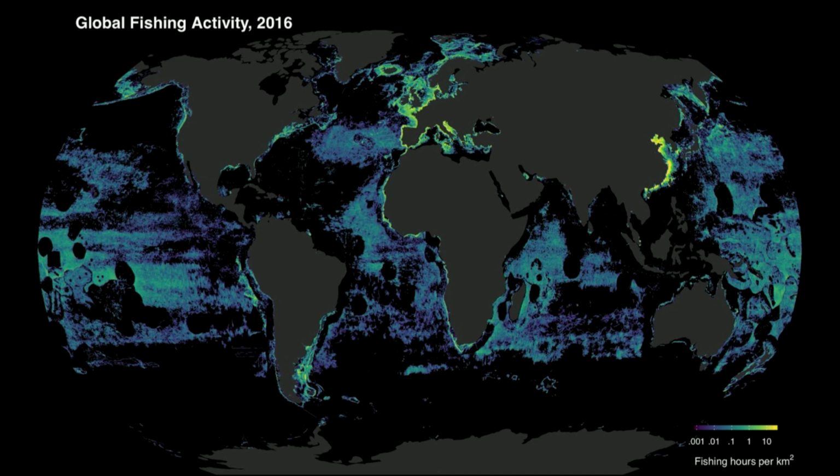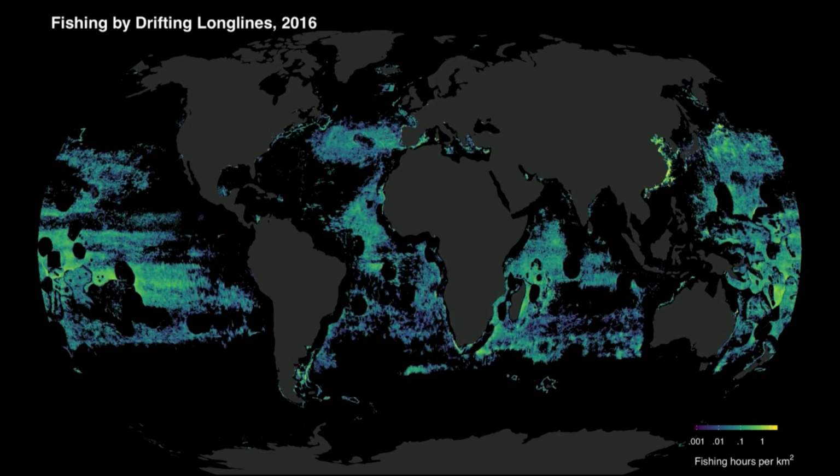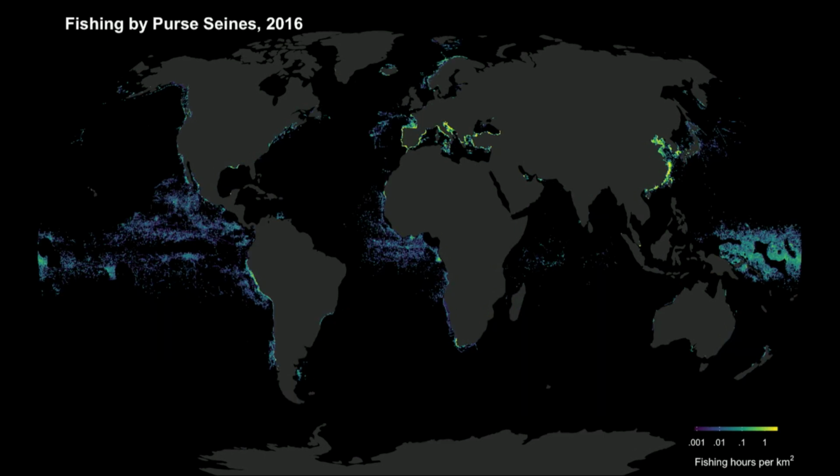If I change the way I write that query to query only by specific gear types, I can get a map of where all trawlers in the world are, and you can see they fish along the world's coastlines. They often drag their nets along the seafloor, so they stay close to shore. Drifting longlines set hooks 100 kilometers long out in the high seas. Purse seines encircle fish with their nets. And so you can see each fishing pattern has a distinct location in the world.